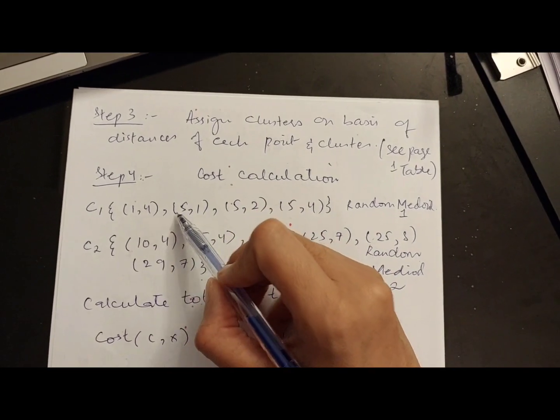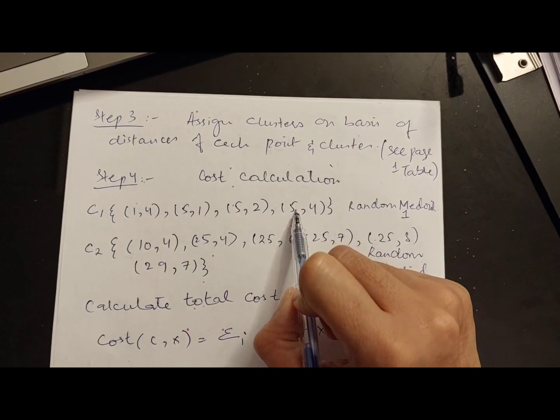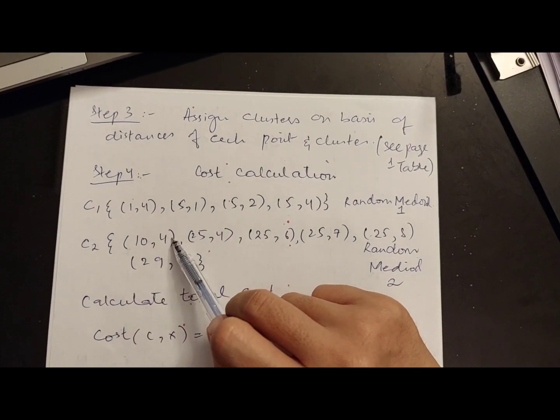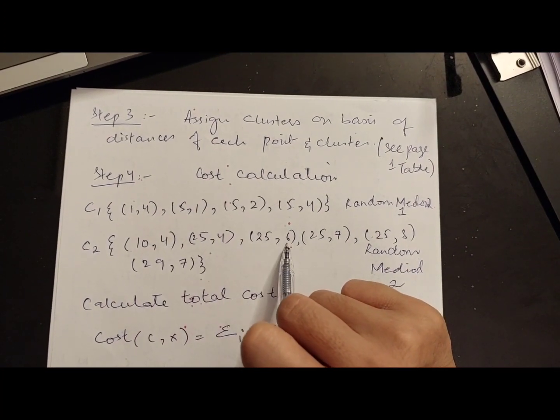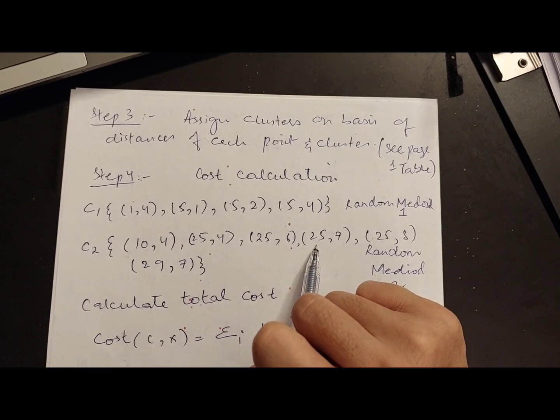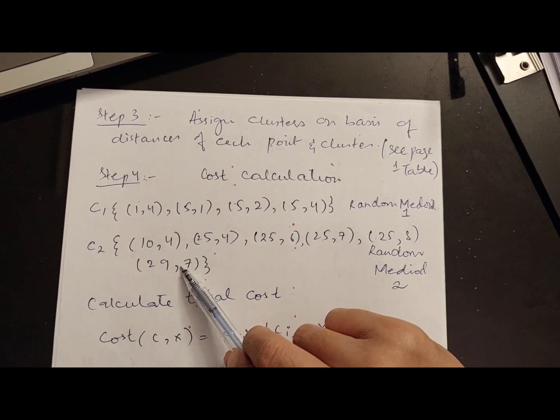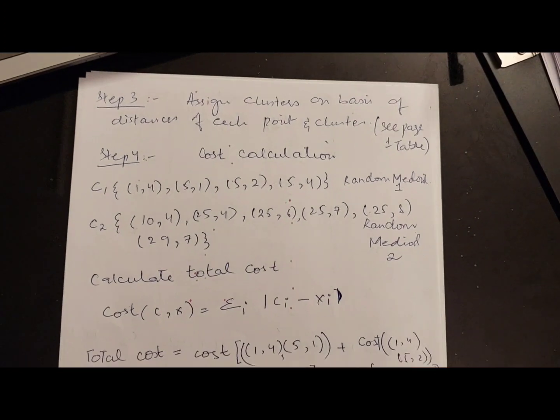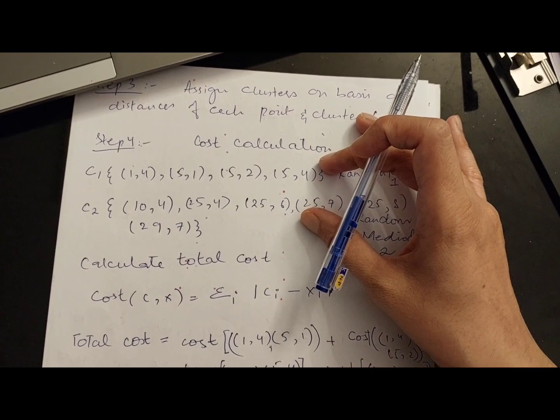1 4, 5 1, 5 2 and 5 4 were the points which joined the first cluster, and 10 4, 25 4, 25 6, 25 7, 25 8 and 29 7 were the points which joined the second cluster. So we have got these two clusters.